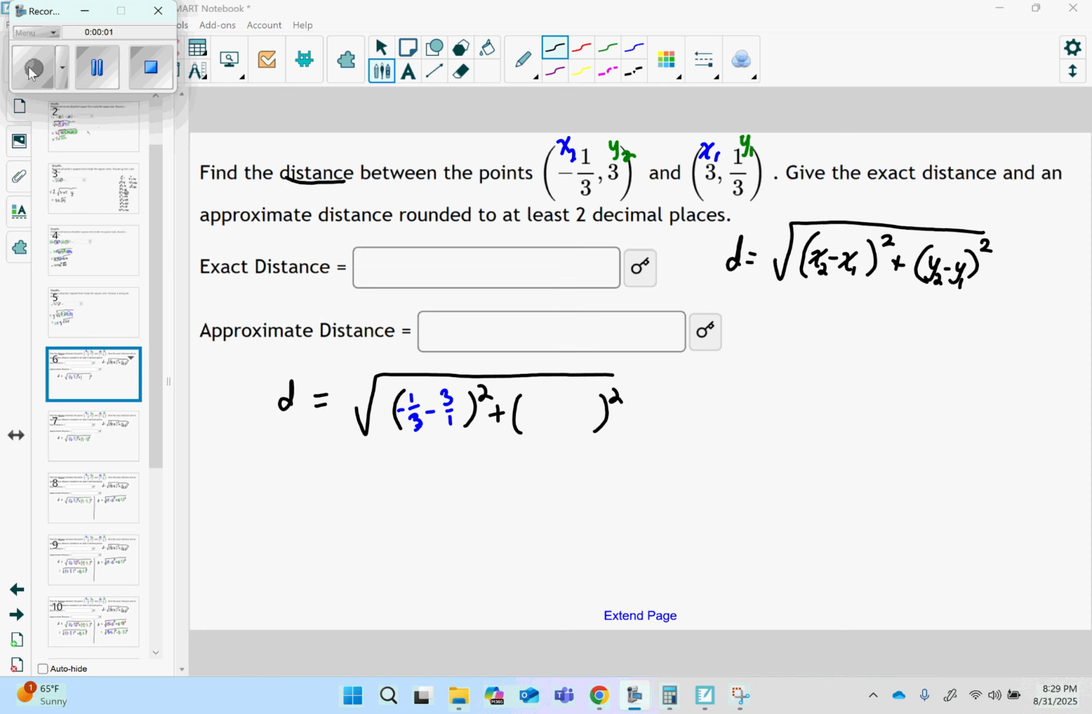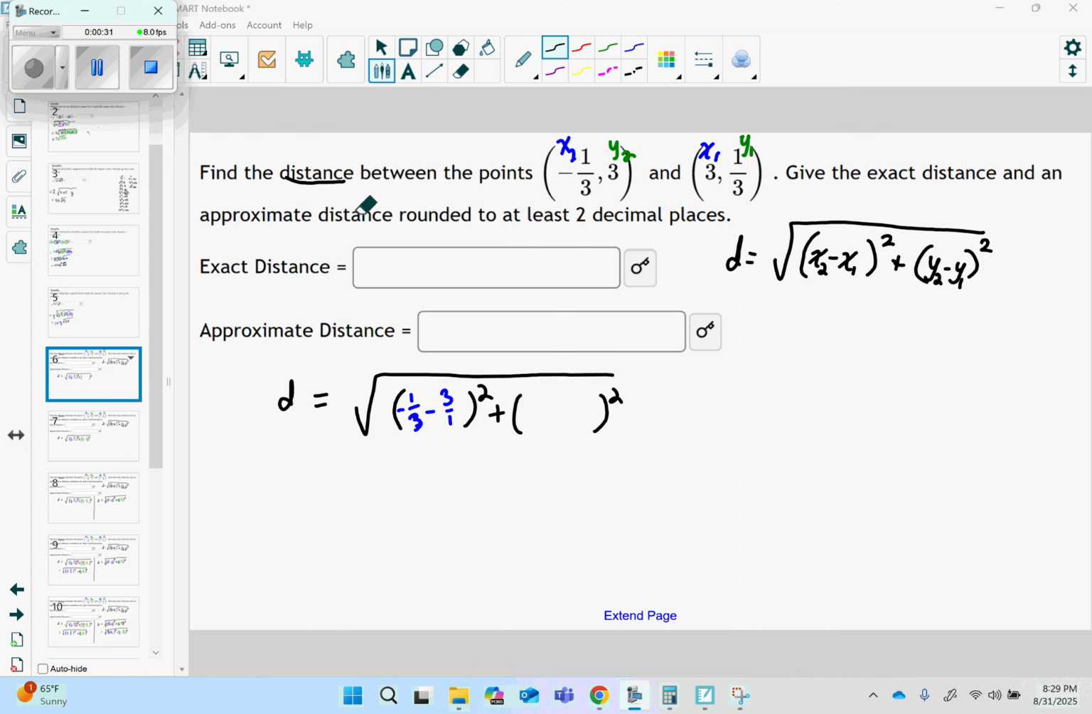Hello there. This is an example that I was asked to explain, and I went ahead and started working it out. So I'm just going to talk about each step as we go through these slides. So first of all, this says find the distance between the given points, and we are asked to give the exact distance and also the approximate distance rounded to at least 2 decimal places.